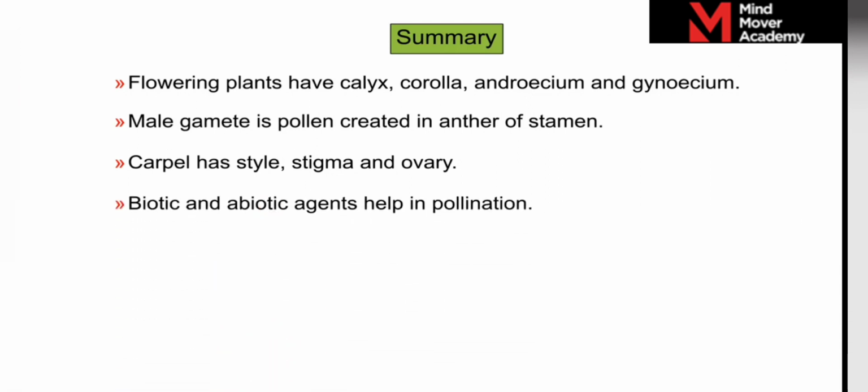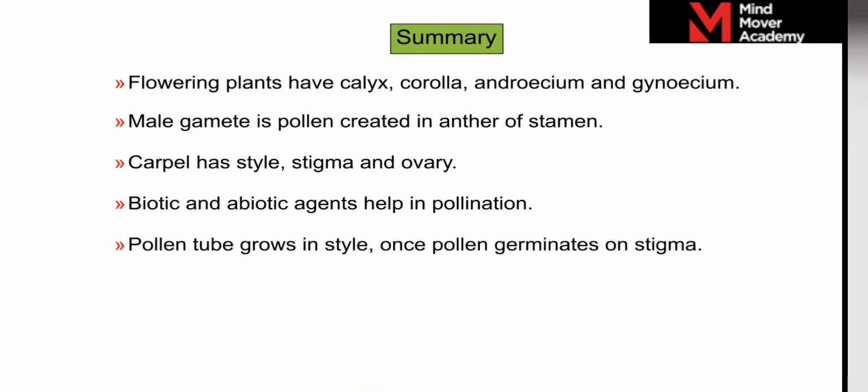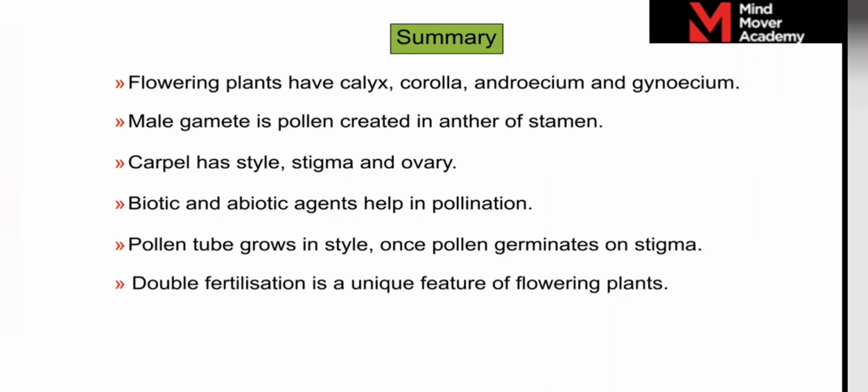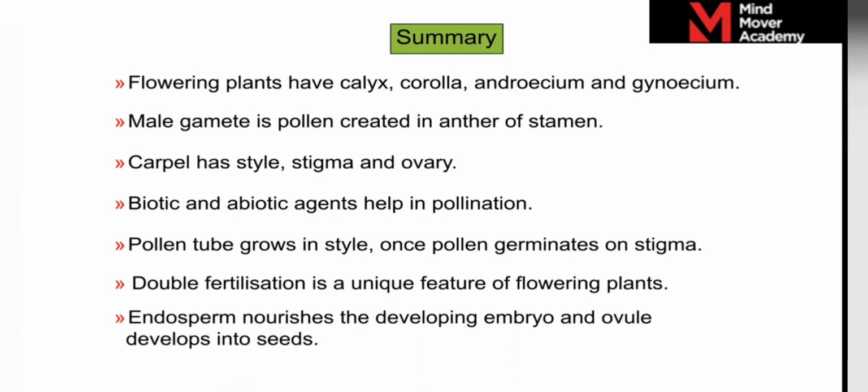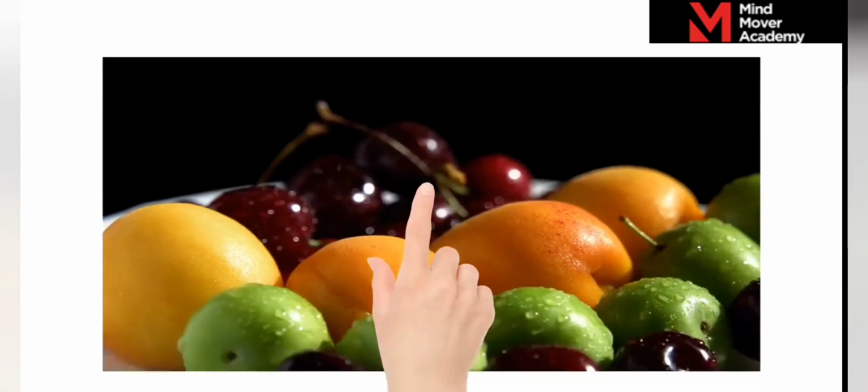Pollinators like bees or abiotic sources like wind and water aid in the process of pollination. Once the pollen grain has landed on the stigma, the pollen tube grows and the union of the sperm and egg cell takes place. Flowering plants exhibit a unique feature of double fertilization. The ovule develops into seed and the endosperm provides the nutrition to the embryo inside the seed. The wall of the ovary ripens to become a fruit and other parts of the flower usually degenerate. And that's how we get a fruit.